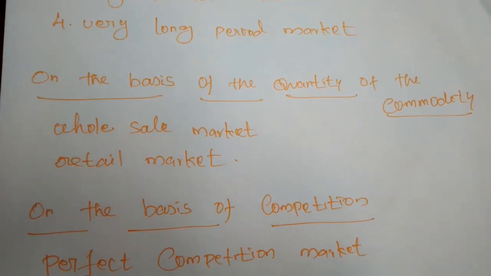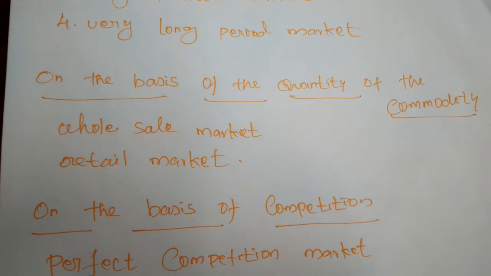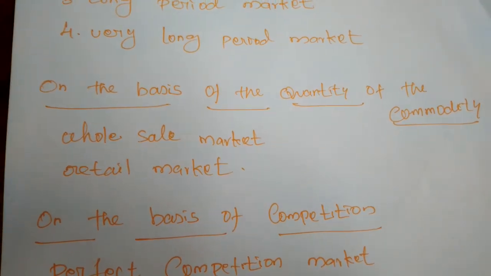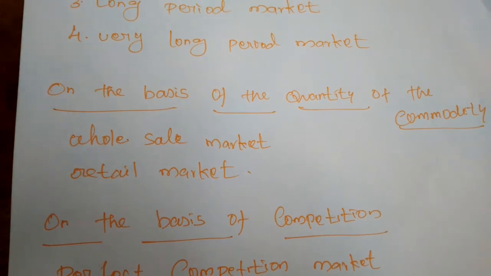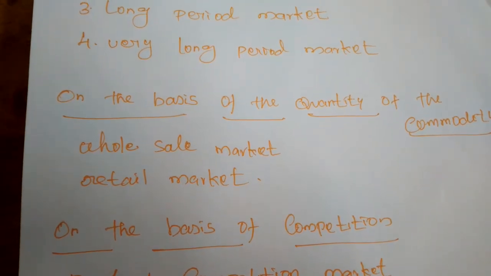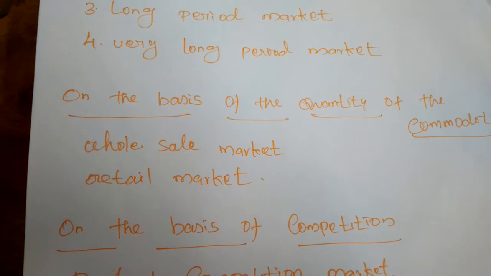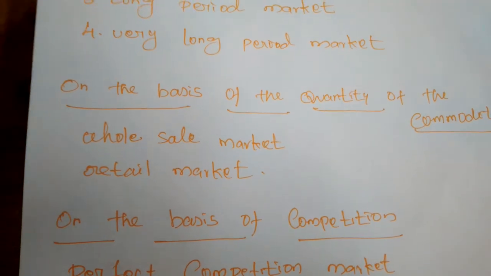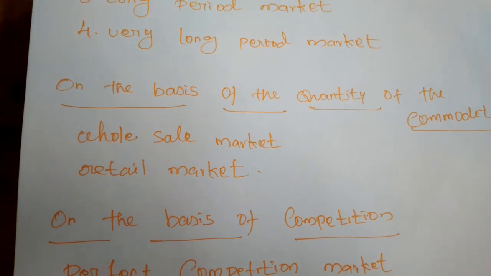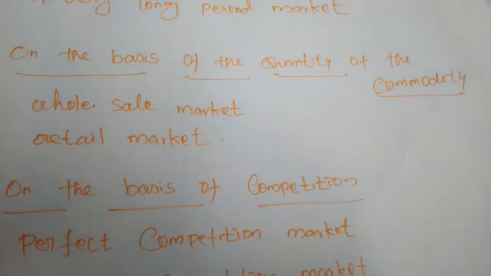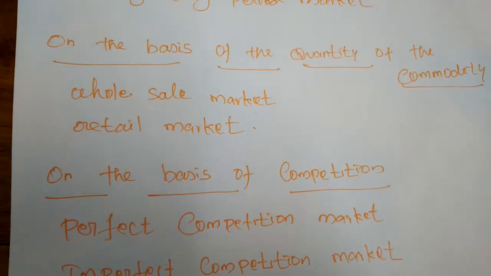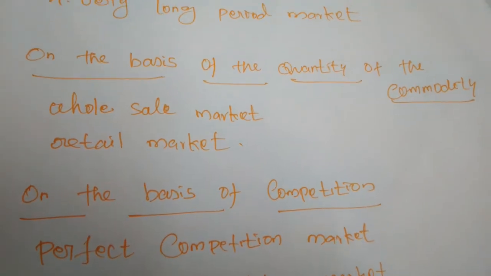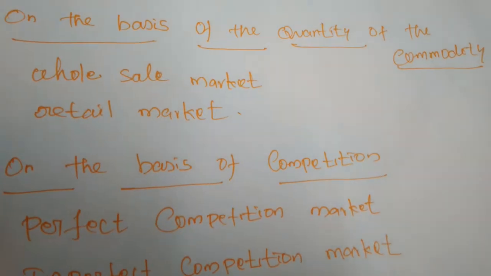If any wholesaler purchases from the producers, or any retailer purchases a bulk amount of commodities from the seller or the wholesaler, it is considered a wholesale market. The price is likely to be low compared to the retail market. So when we purchase commodities in the wholesale market, the price of the commodities may be very low.